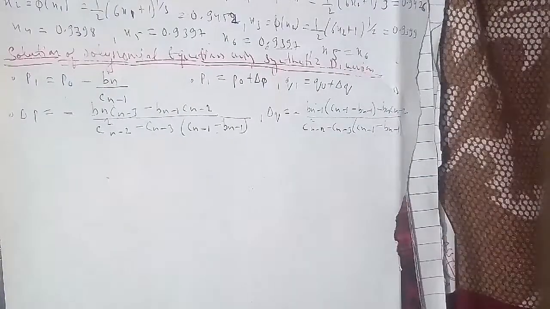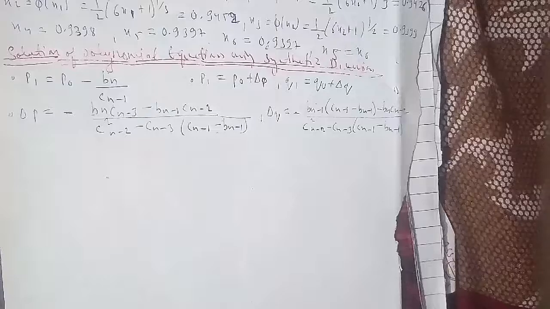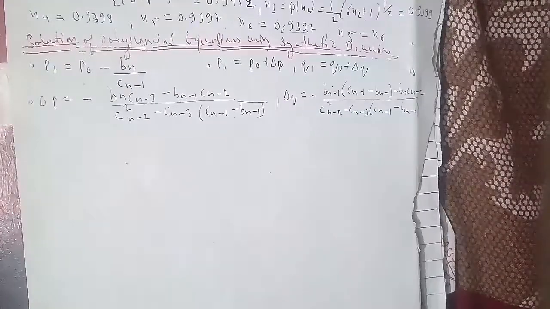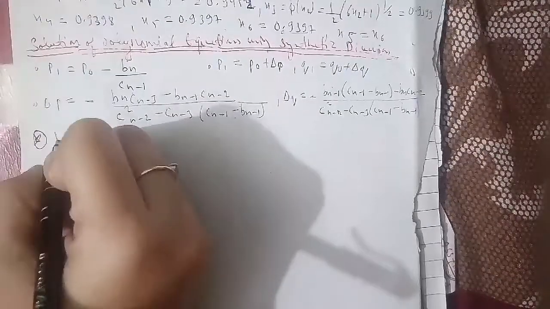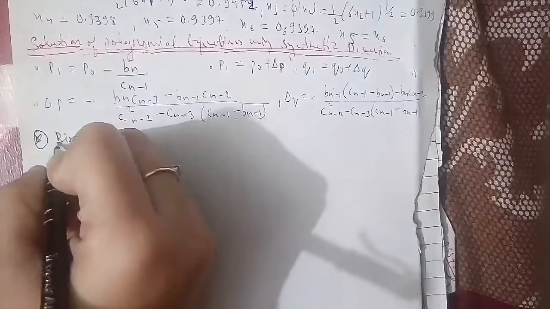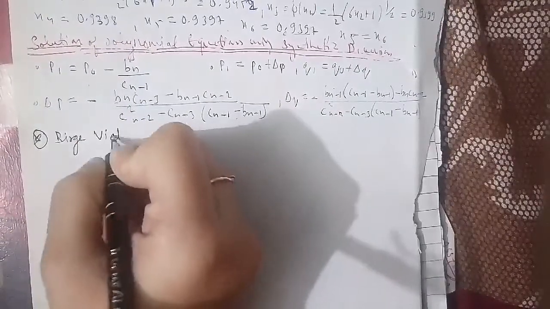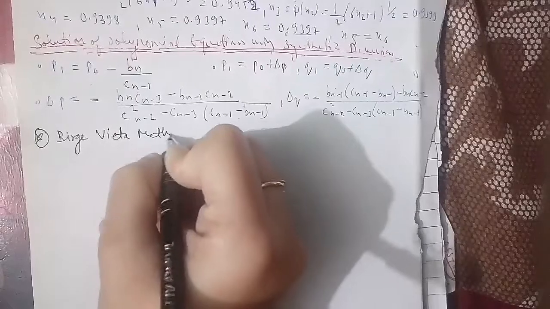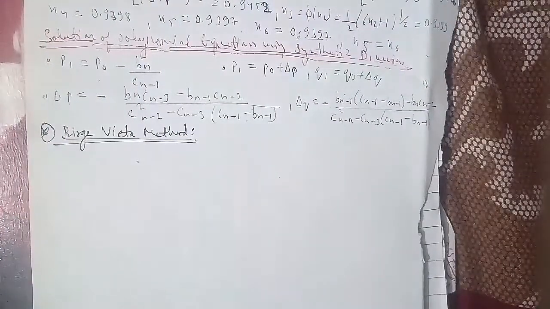For the Birge-Vieta method, the roots of the polynomial equation can be obtained using synthetic divisions. Let us take the polynomial f(x) of degree n, that is like this: f(x) equals a0 x^n plus a1 x^(n-1) plus a2 x^(n-2) plus ... plus a(n-1) x plus an.